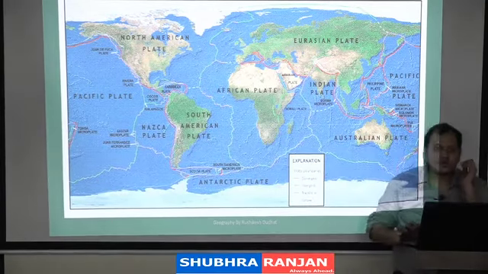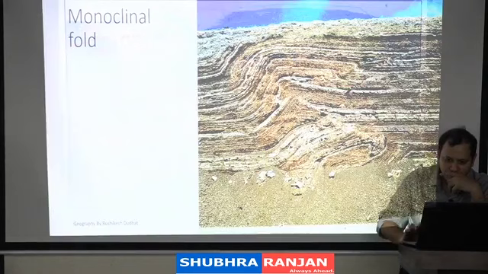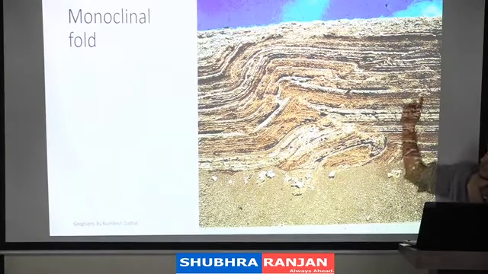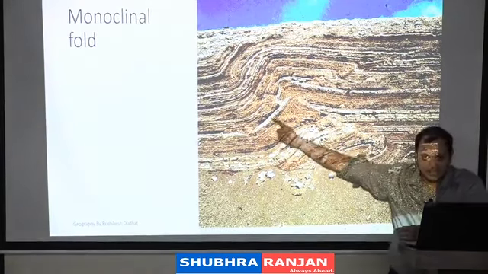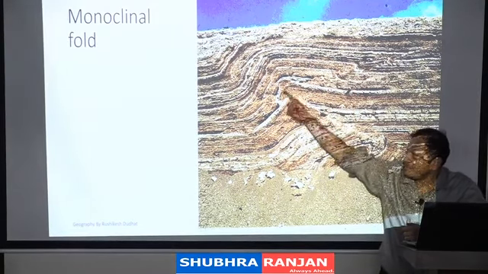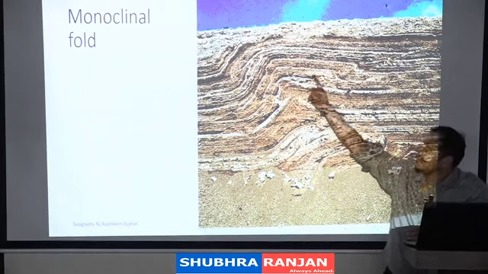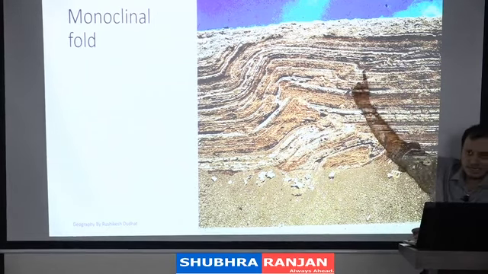Now what is a monoclinal fold? Single limb is inclined. So this is how the monoclinal fold looks in nature. जब आप mountains को break करोगे तो you will find this is a monoclinal fold. One limb is inclined steeply while the other may not be inclined.